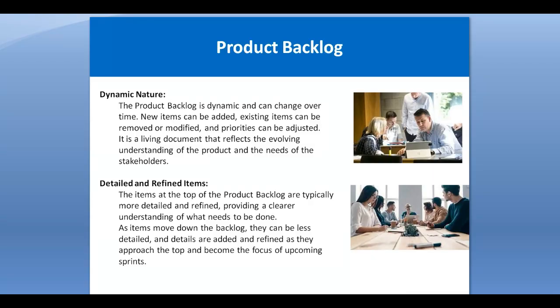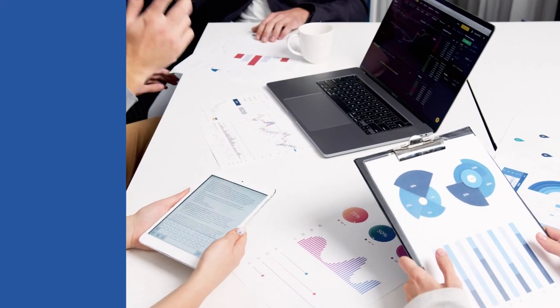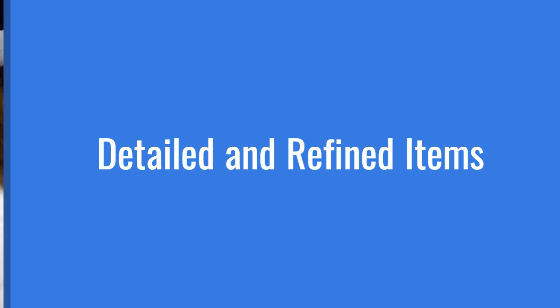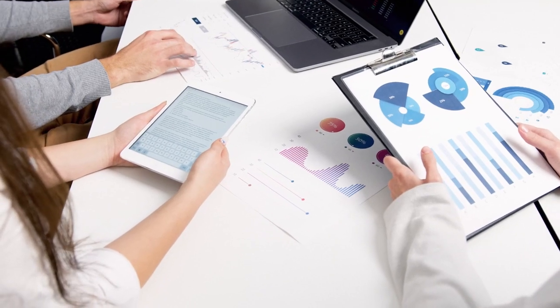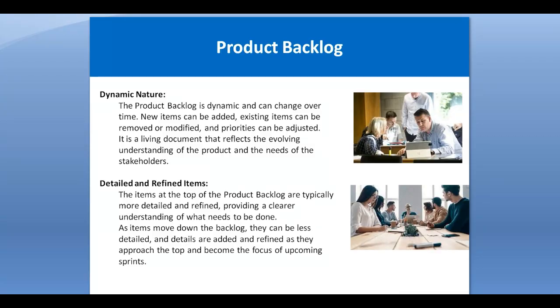It is a living document that reflects the evolving understanding of the product and the needs of the stakeholders as well. Detailed and refined items. That means, friend, that the items which are at the top of the product backlog are typically more detailed and refined, providing a very clear understanding of what needs to be done.